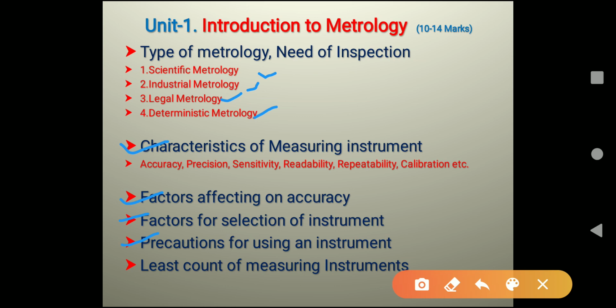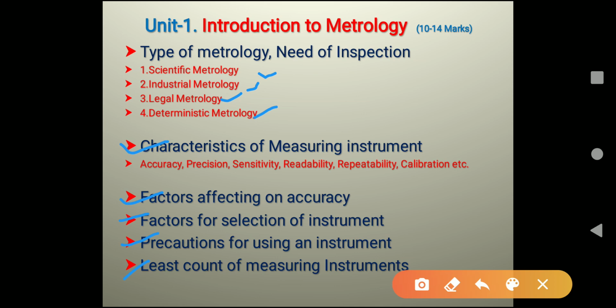The last point we have discussed is the least count of measuring instruments. In that we have seen the least count of vernier caliper, and the least count of micrometer screw gauge, and we have defined what is meant by least count, and finally we calculated the least count of both the vernier caliper as well as the micrometer screw gauge.